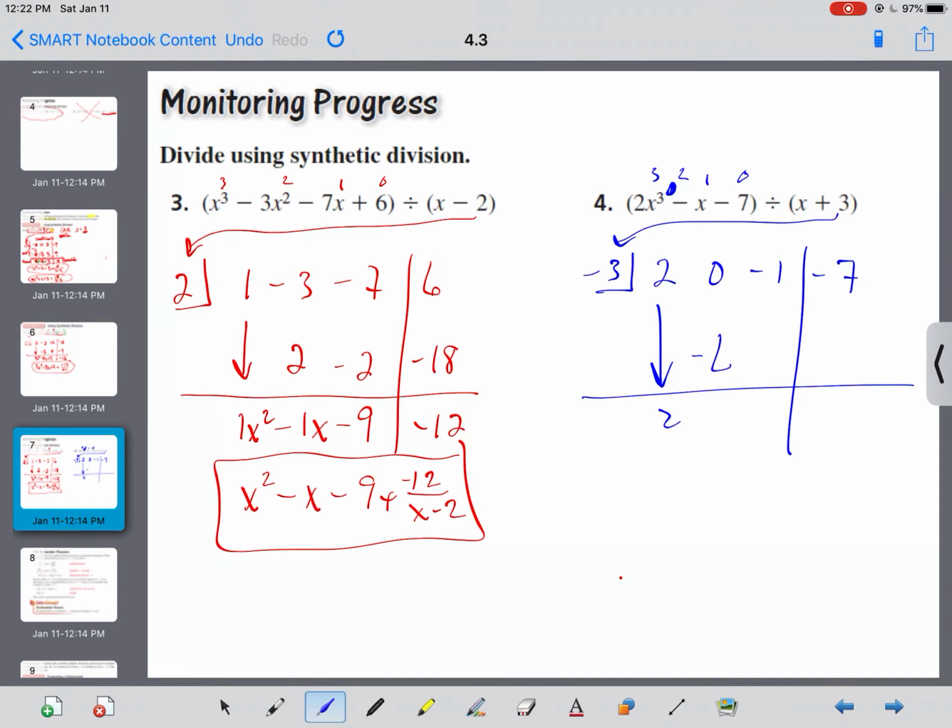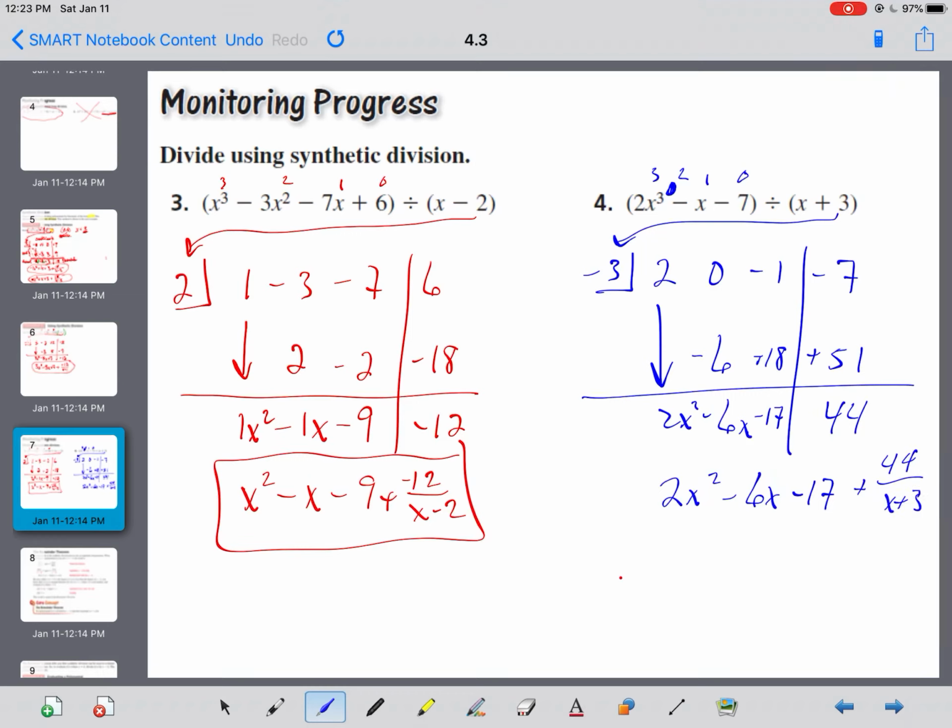Drop the 2. Negative 3 times 2 is negative 6. 0 and negative 6 is negative 6. Negative 3 times negative 6 is positive 18. That makes negative 17. Negative 3 times negative 17 is going to be positive 51. And 51 minus 7 would be 44. And it was x to the third, so x squared. So 2x squared minus 6x minus 17 plus 44 over x plus 3.